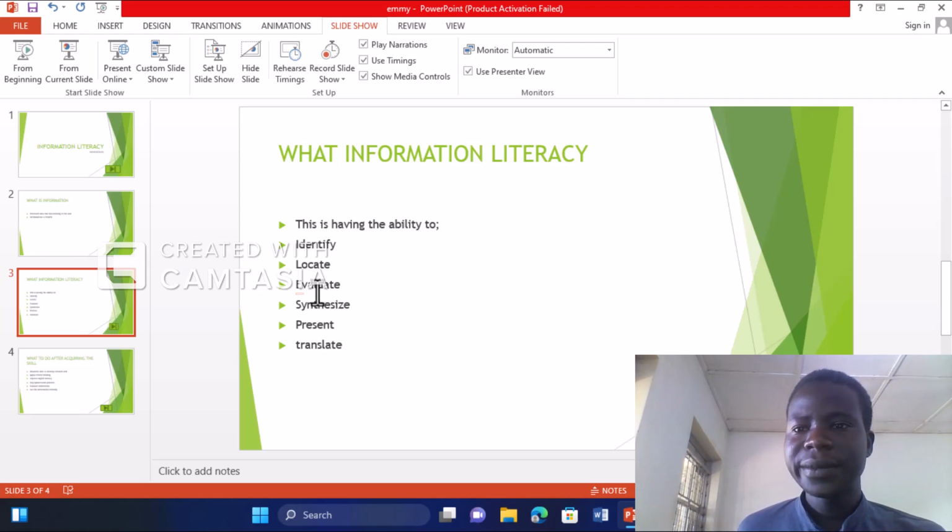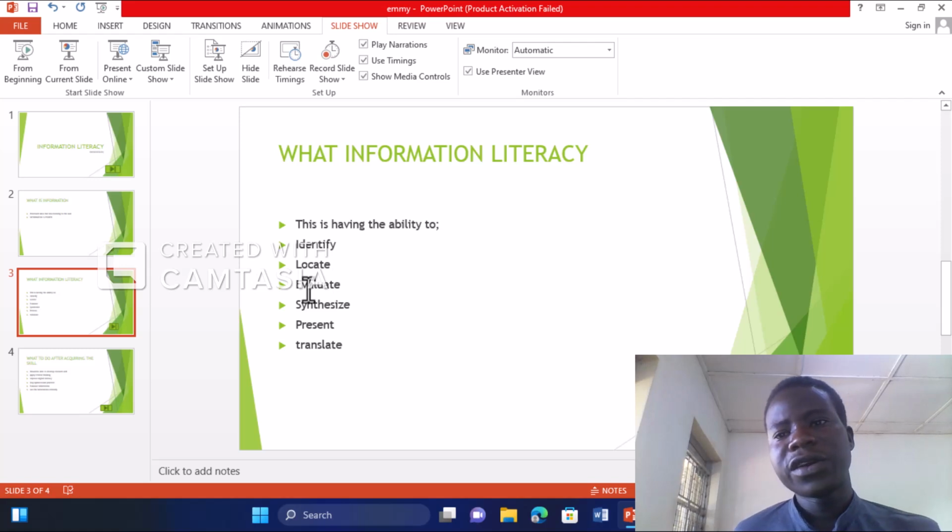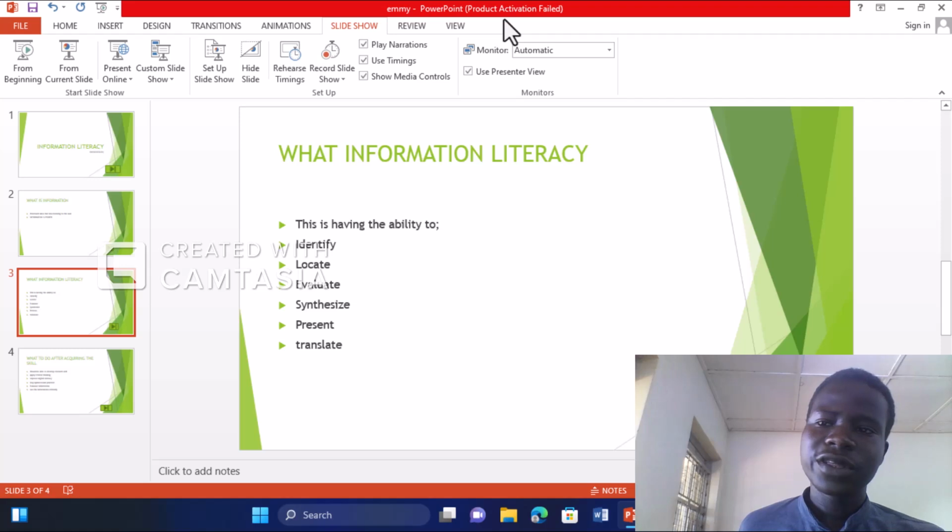You understand the different types of sources and formats and how to use them to evaluate what? The relevance and the reliability of the information retrieved.